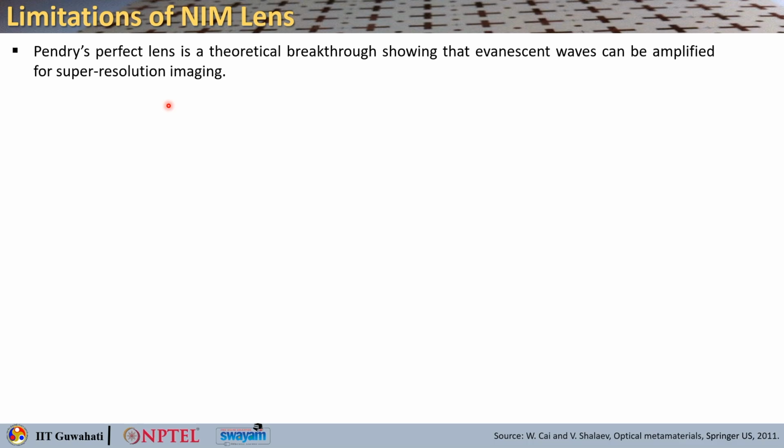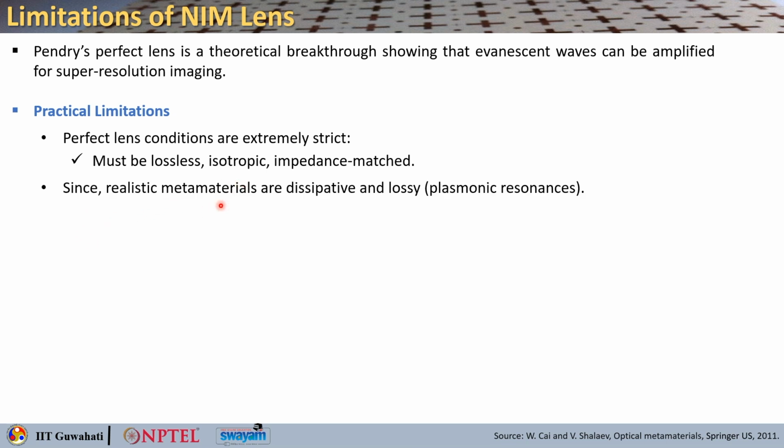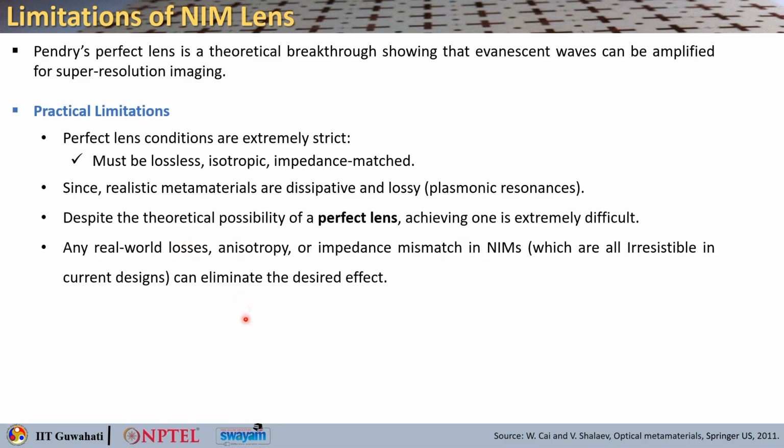So Pendry's perfect lens is basically a theoretical breakthrough showing that evanescent waves can be amplified for super resolution imaging. Now there are some practical limitations because perfect lens conditions are extremely strict. First of all, they must be lossless, isotropic and impedance matched. Now realistic metamaterials are all dissipative and lossy because of the plasmonic resonances. So despite the theoretical possibility of having a perfect lens, making one in reality is extremely difficult.